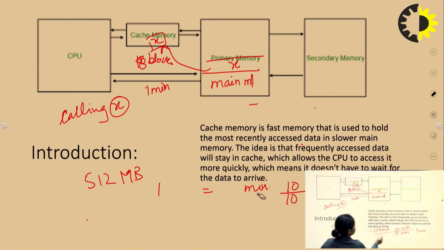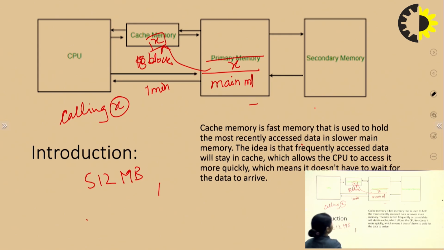Now here we can see, cache memory is a fast memory that is used to hold the most recently accessed data from the slower main memory. I told you it is placed between the CPU and the main memory. The size will be less, like 8 blocks. It will search in 8 blocks, so it will take less time. Okay, so it will be the faster memory.